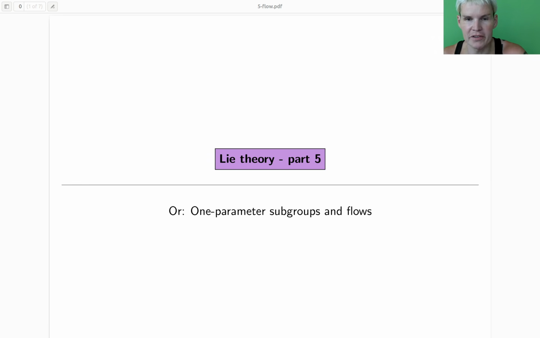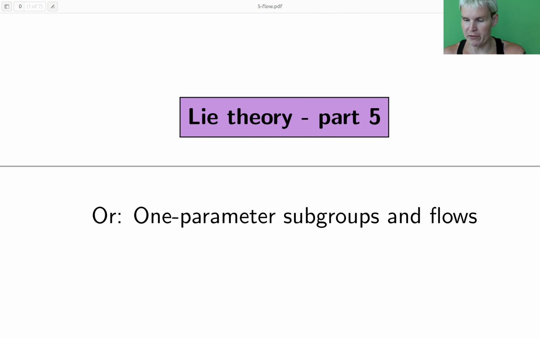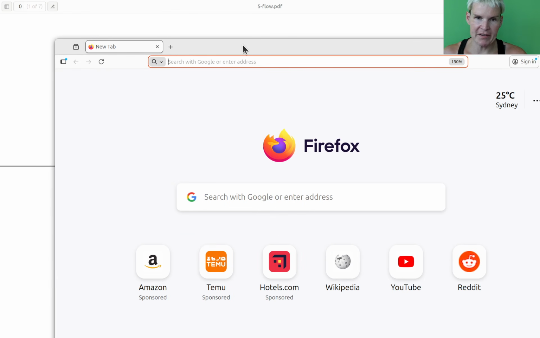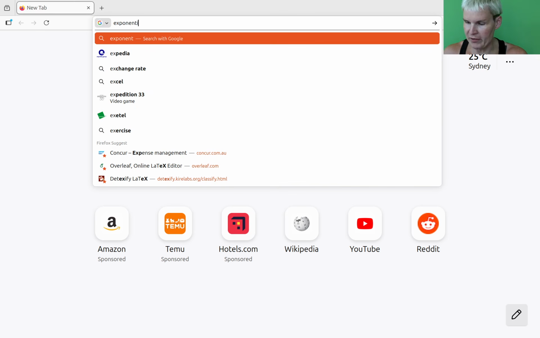Okay, welcome everyone to this continuation of Lie theory. Very fancy subtitle here: one parameter subgroups and flows. But essentially the whole video will just be about everyone's best friend. I hope it's everyone's best friend. The exponential map.